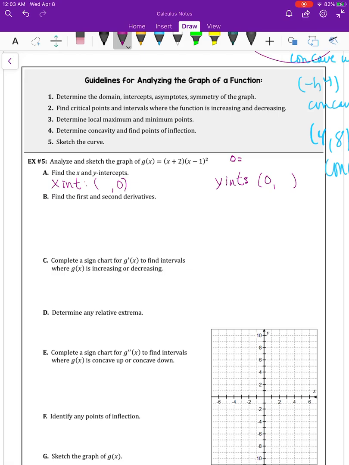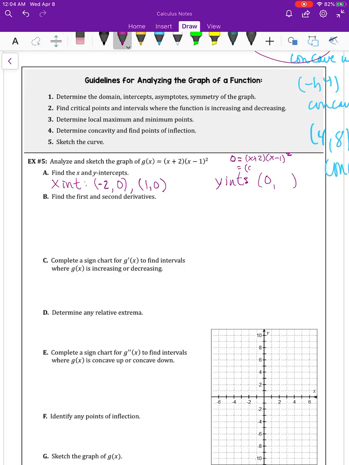So if I want to find my x-intercept, I'm going to set y equal to 0. Well, if I set y equal to 0, that's going to enable me to use the zero product property. I know -2 would make it 0 and +1. So therefore, my x-intercepts are (-2, 0) and (1, 0).